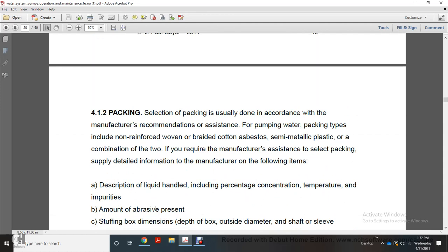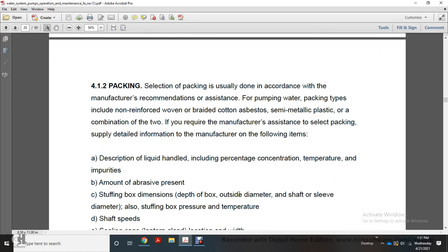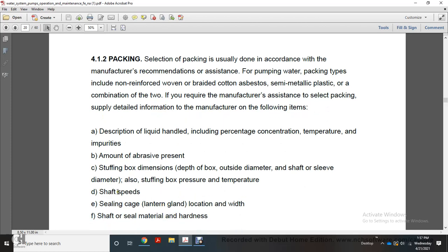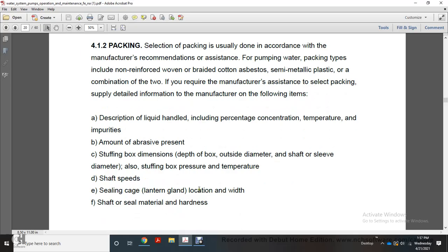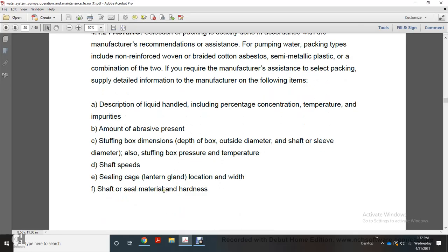4.1.2 Packing. Selecting packing is usually done in accordance with the manufacturer's recommendation. For pumping water, packing types include non-reinforced woven and braided cotton, asbestos, semi-metallic, plastic, or a combination of these. If you require manufacturer assistance in selecting packing, supply the manufacturer with detailed information on the following items: description of liquid handled, including percentage, concentration, temperature, and impurities; amount of abrasive present; size of the stuffing box, including dimension, depth of box, outside diameter of shaft or sleeve; stuffing box pressure and temperature; shaft speed; sealing cage, lantern, gland location and width; shaft seal material and hardness.